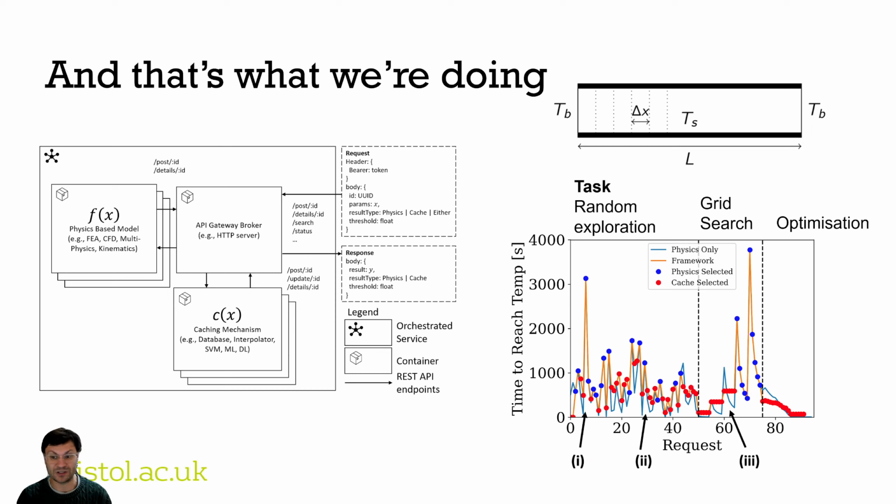So we did that random exploration. It followed a grid search. So you might go, right, I know the area in that design space I want to dive into a bit deeper. I'm just going to run the parameters from n to x for a set number of runs, and really hone in on that space. And actually what we saw there is the cache taking over very early on, and then maybe at some of the limits of the design space, the physics-based model would be selected.